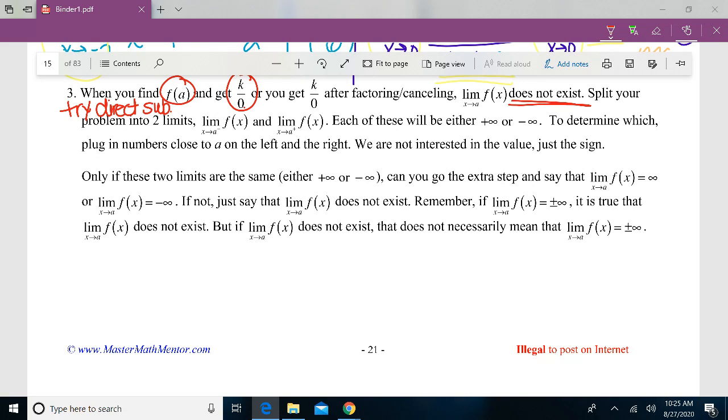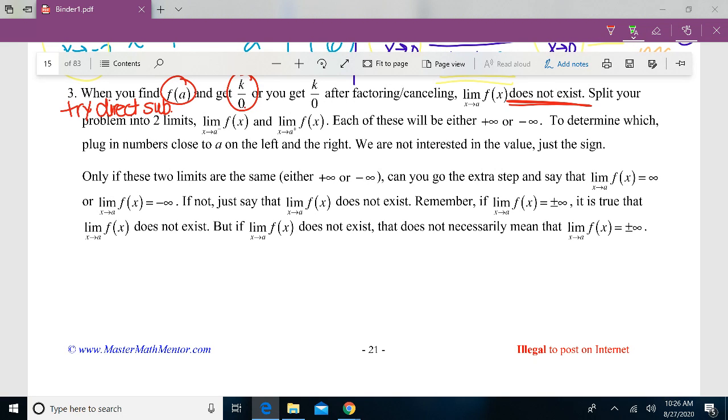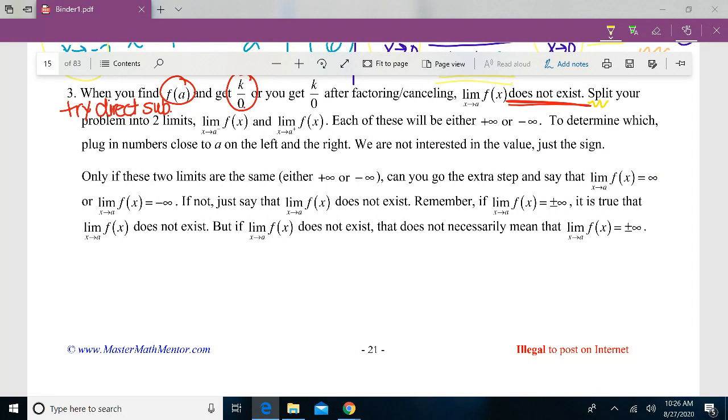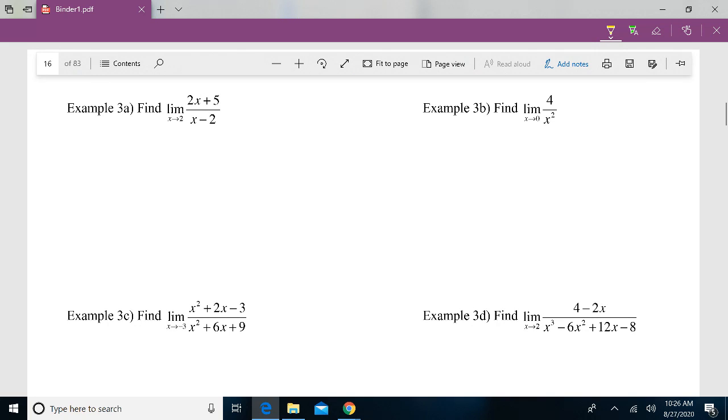But we can't stop here. We need to specify, does this limit just not exist? Or does it go towards positive infinity or negative infinity? So what we need to do is split the problem into two limits, a limit from the left and a limit from the right. We'll find the limit of each one. They'll either be positive infinity or negative infinity, and then we'll evaluate the limit overall. So let's do one of these problems. I'm going to look at example 3a.